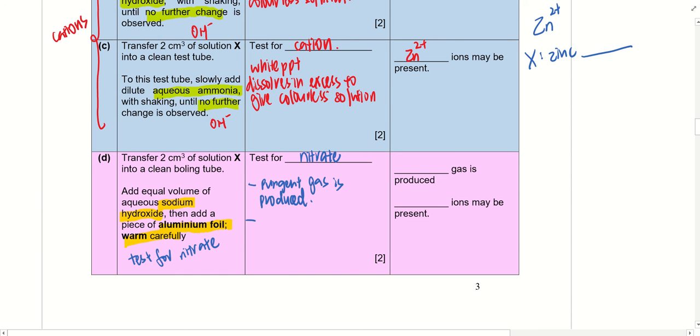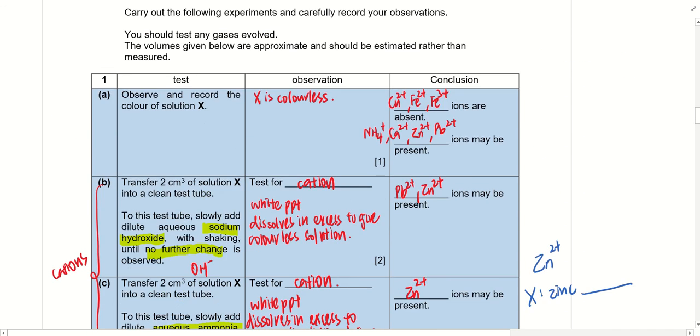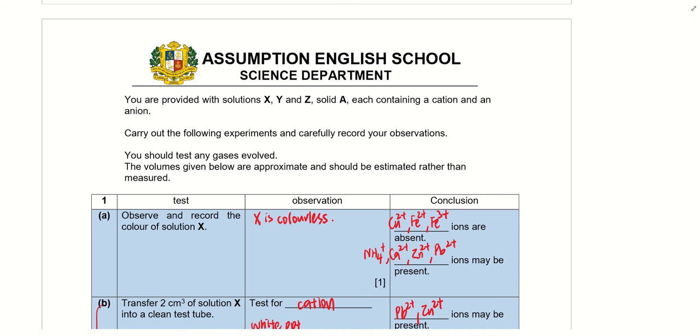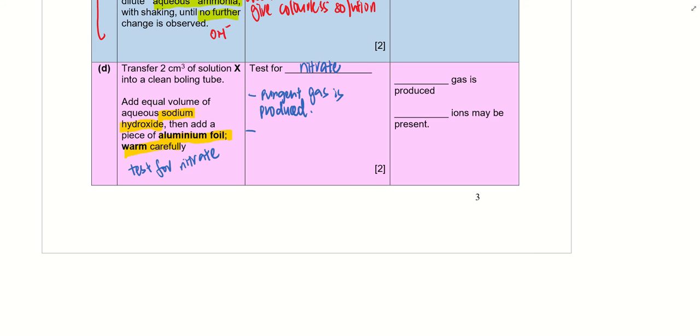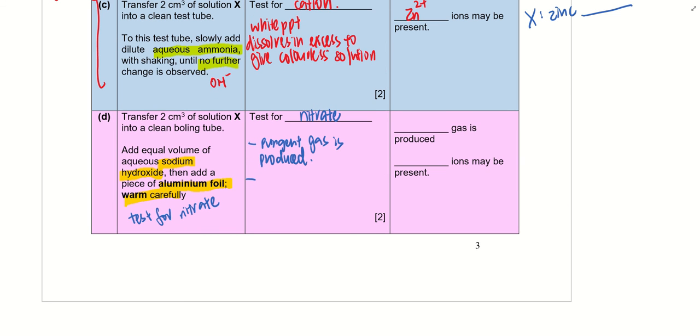Secondly, if you smell any gas or see bubbles forming, you should go ahead and test it. The instruction at the top says you should test any gas evolved. So if you suspect that any gas is being formed, you must test for it. If you guess that it is ammonia gas, you should use red litmus paper. What you will see is that the damp red litmus paper turns blue.